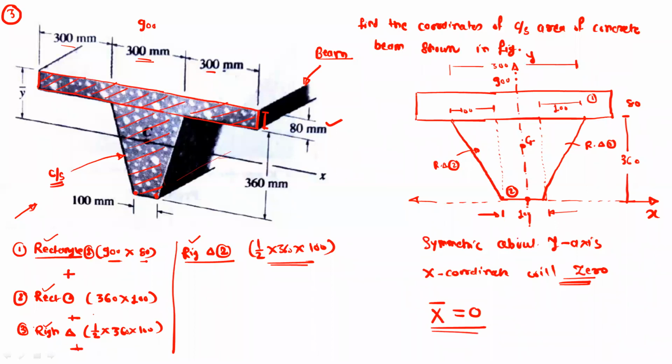Now the remaining part is we have to find out the y coordinate, that is the y bar. So for the y bar, we need to prepare the table and then we can do the calculation. Y bar is equal to summation Ai x yi divided by the summation of the area. So prepare the table to find out the y coordinate.